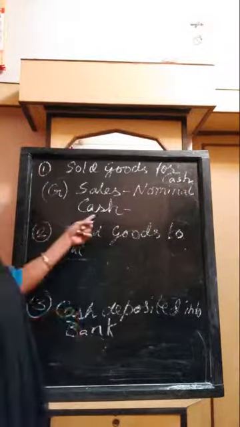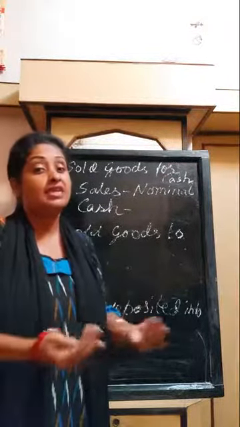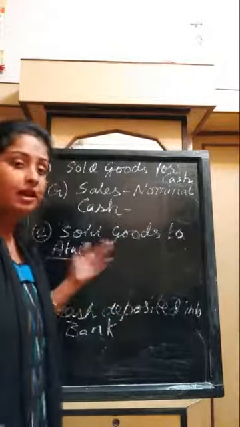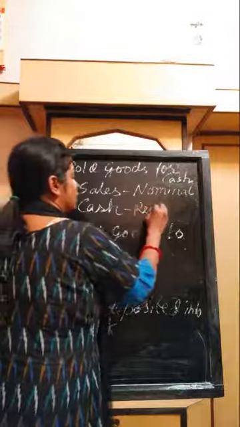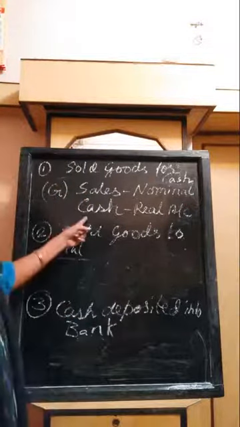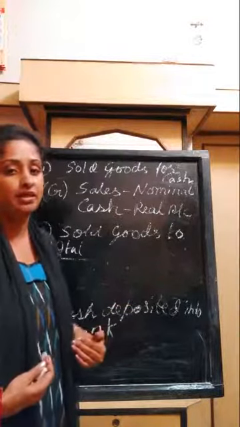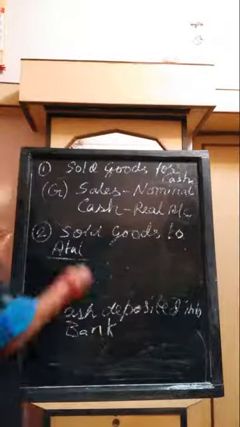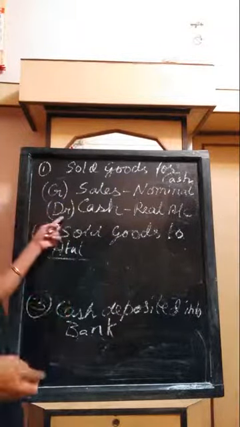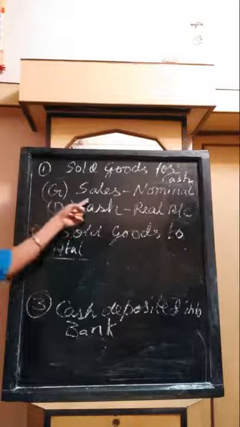And cash. Cash is coming in. Through sales of anything, we are getting cash. When cash is coming in, because cash is a real account, as per the rule of the real account, it will be debit. D or DR is the symbol used for debit. So cash is debit and sales is credit.